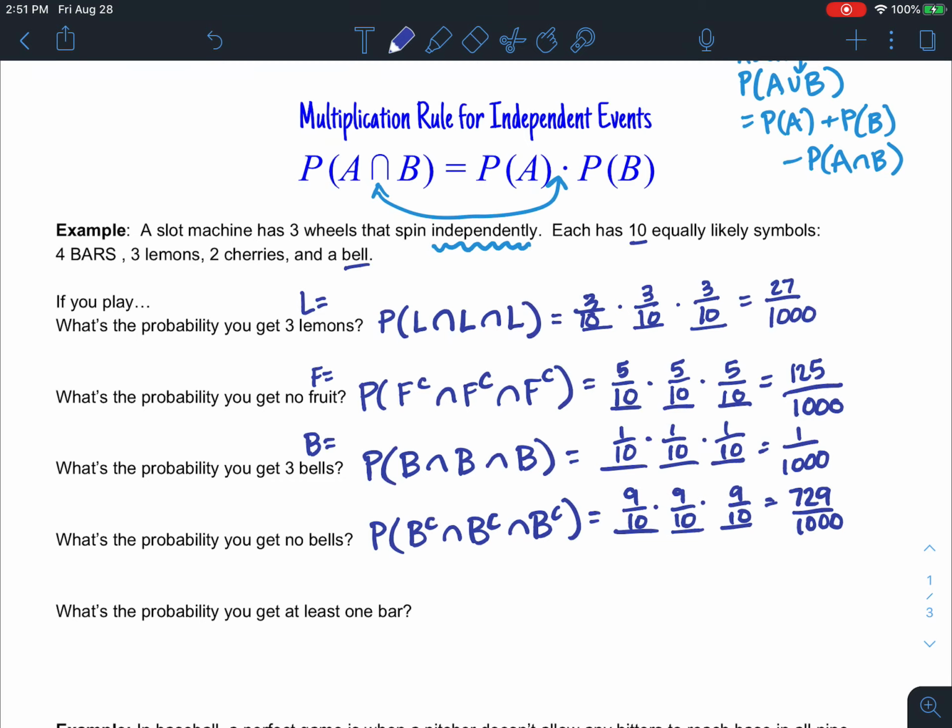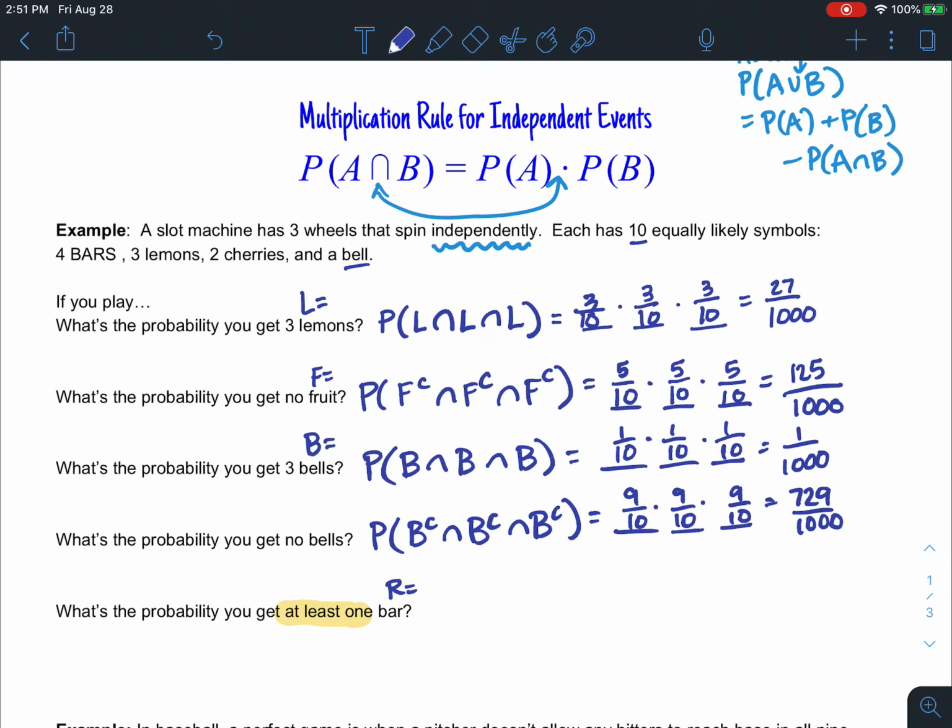Okay, last question. What's the probability that we get at least 1 bar? This one's a special one. This is a special phrase in probability, at least 1. Because I want you to think about what that means: at least one of them is a bar. So let's let bar be R, since we've already used B.